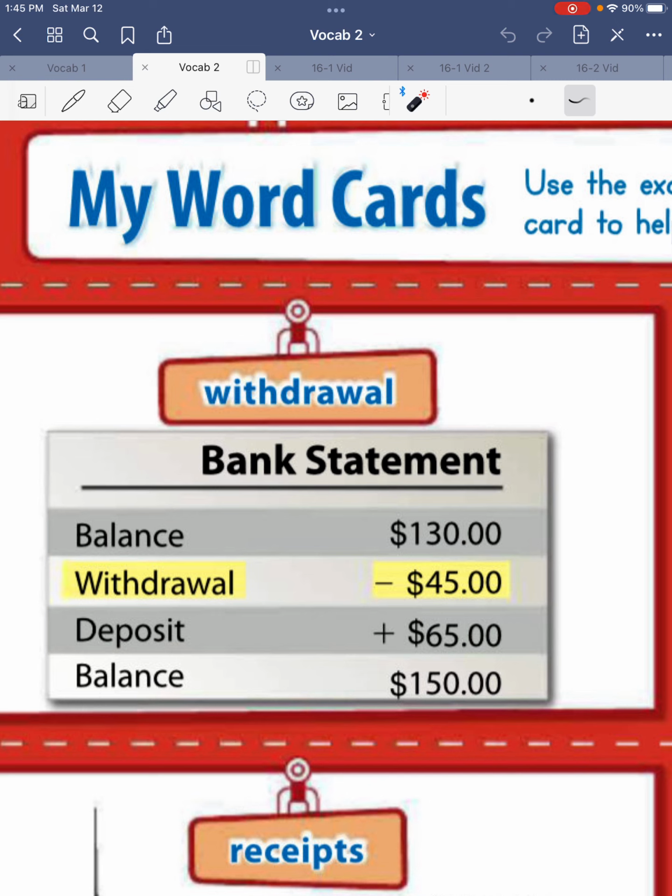So because they don't accept credit cards, your parents can go to the bank and withdraw a certain amount of money, okay? So withdrawal just means to take money out of your bank account. They can withdraw $45, they can withdraw $20, they can withdraw $10, they can withdraw $100. Withdrawal just means they're taking money out of their bank account.